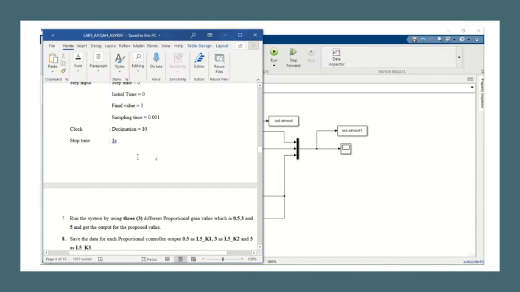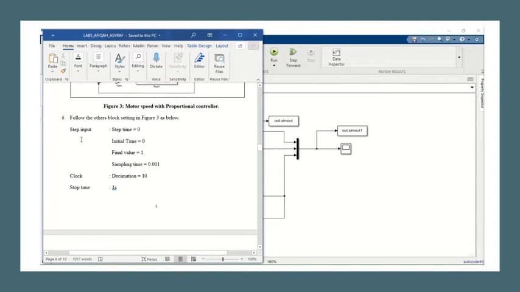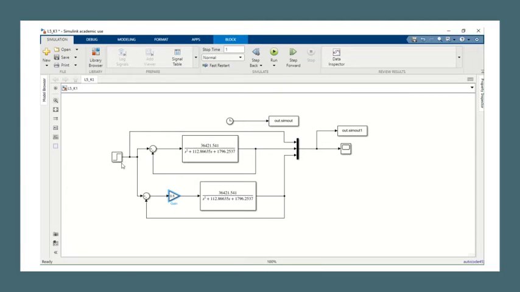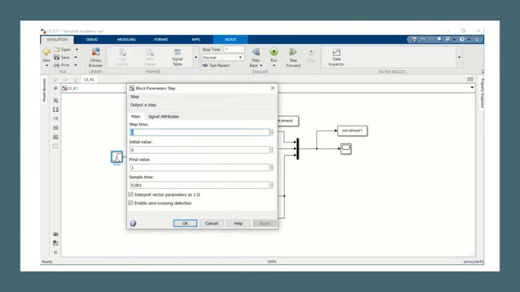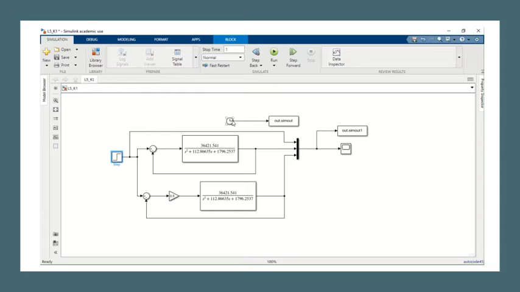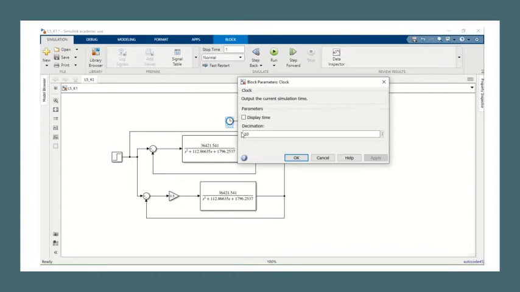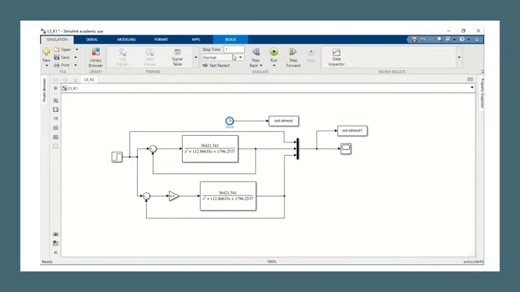Next, we need to look at the step input, which is step time 0, initial value 0, final value 1, sampling time 0.01. The clock needs to be set to 10 and stop time to 1 second. So I have changed my step response, step time 0, initial value 0, final value 1, and sample time 0.01. Then let me check my clock. My decimation is 10 and my stop time is 1 second.